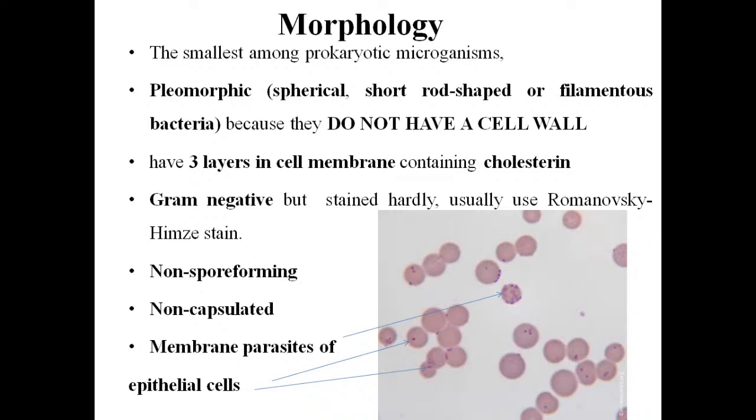These bacteria are Gram-negative, but stain poorly, so we use Romanowsky-Giemsa stain for detection of mycoplasma. Non-spore-forming, non-capsulated, and they are membrane parasites of epithelial cells. We have said about chlamydia that they are intracellular parasites living inside epithelial cells. Mycoplasma are membrane parasites. They mostly inhabit the surface of epithelial cells.